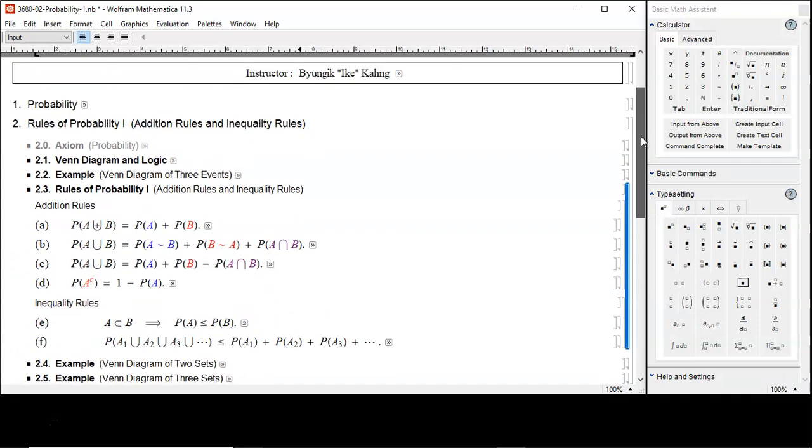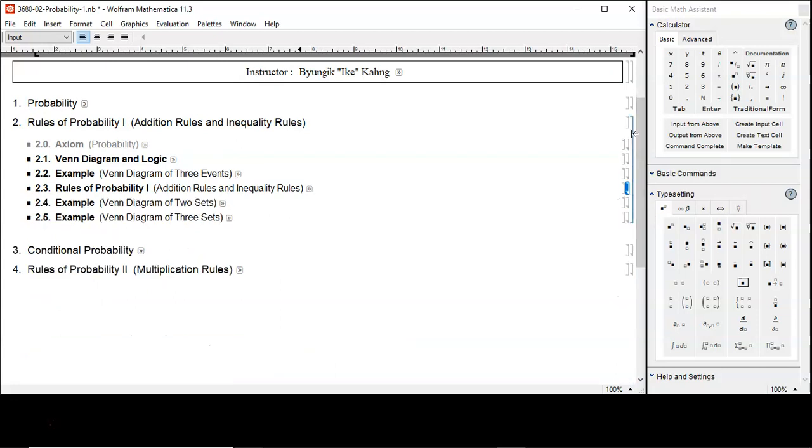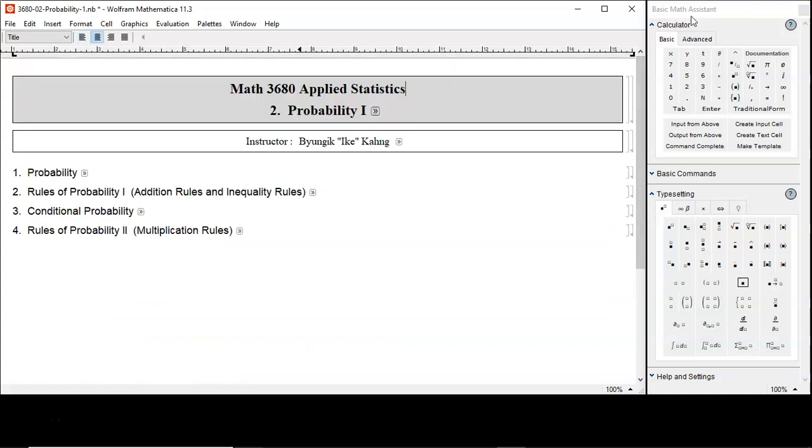So much for the theory part, and are you all ready for example problems? Great. We're going to go to the example problems. Those two example problems will be covered in a separate video. Stay tuned.